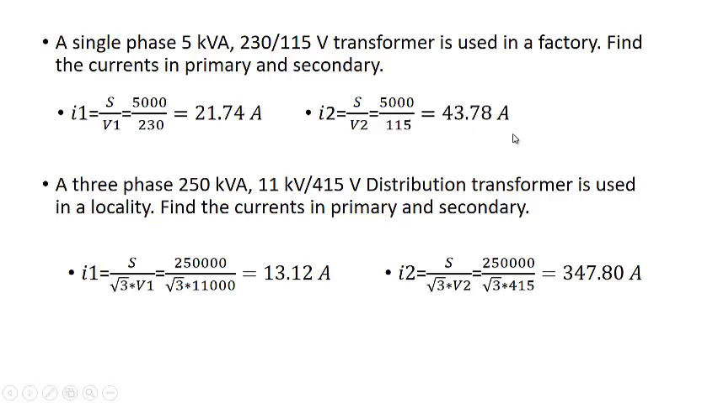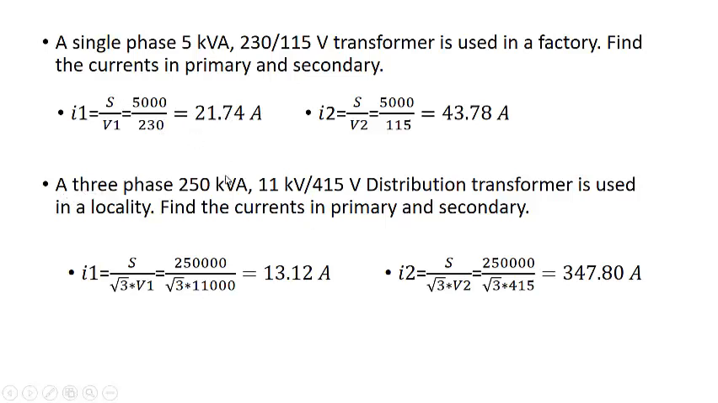Generally, in the case of a transformer, you will always see that the side which has the higher voltage will have lower current, and the side which has lower voltage will have higher current. You can see the secondary voltage is 115, the secondary current is 43.78. Here also the primary voltage is 230, which is higher as compared to the secondary voltage, but the primary current will be less. It is because their multiplication must equal this 5000.